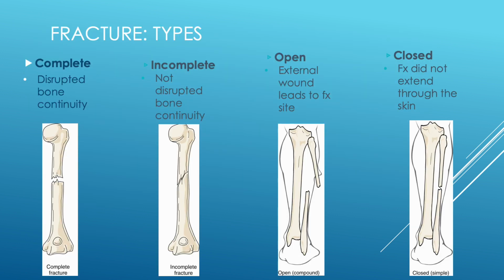Here you can see different fracture types. You have a complete fracture, which is disrupted bone continuity; incomplete, not disrupted bone continuity; open, with an external wound leading to the fracture site; or closed, where the fracture did not extend through the skin.